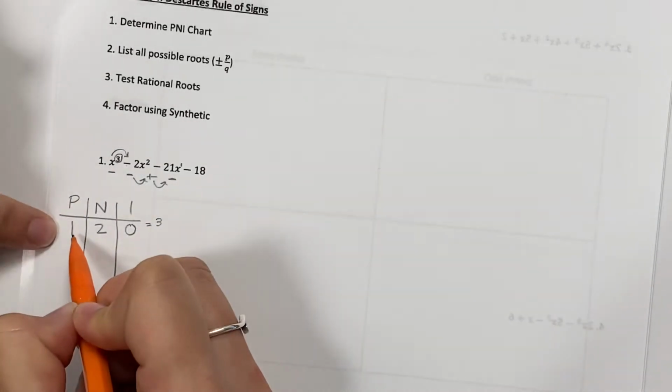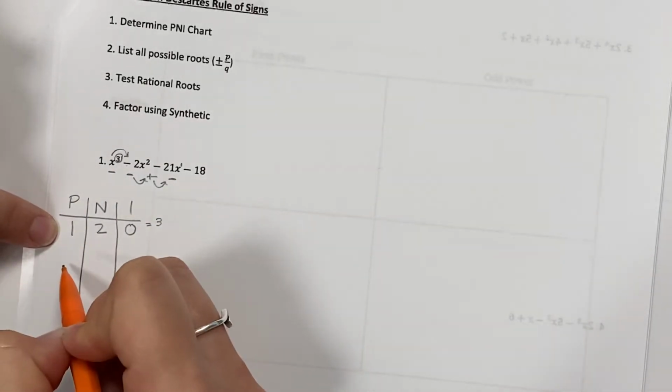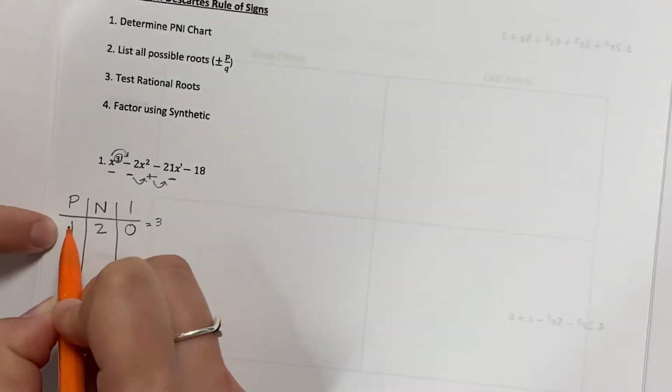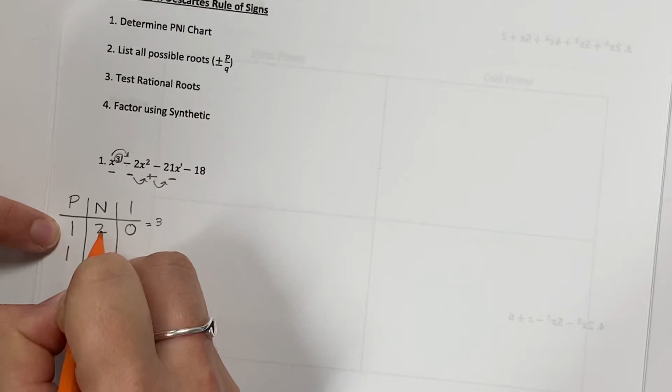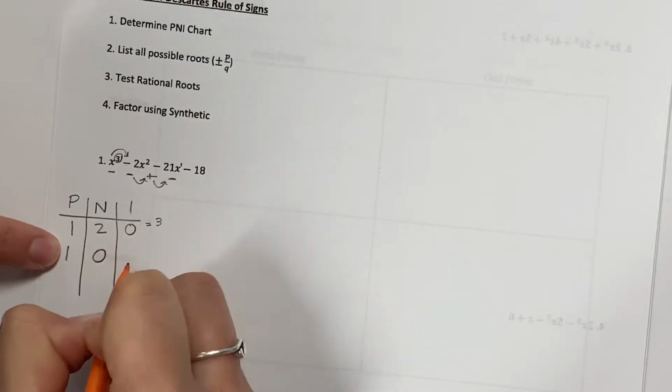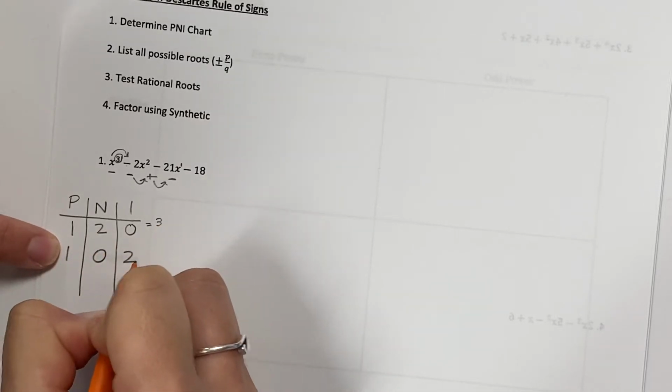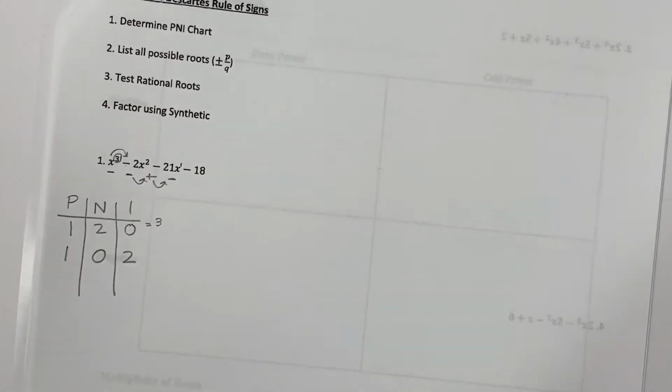So first, positive. I can't subtract by 2 because I need a positive number of roots, so I'll skip positive and go to negative. So bring the 1 down. 2 minus 2 is 0. The whole row has to equal 3, so we'll put a 2 here. Since I couldn't subtract from positive, I can't do both, so there's my P and I chart.